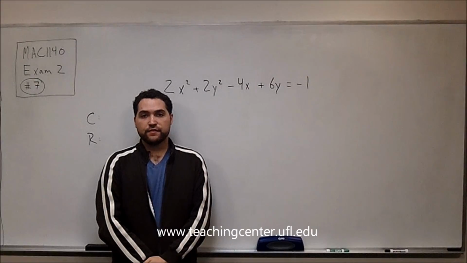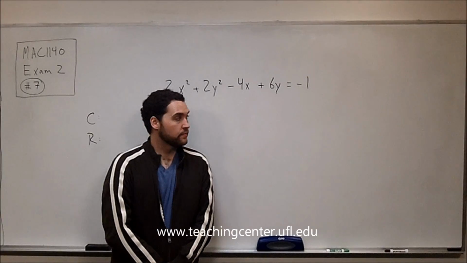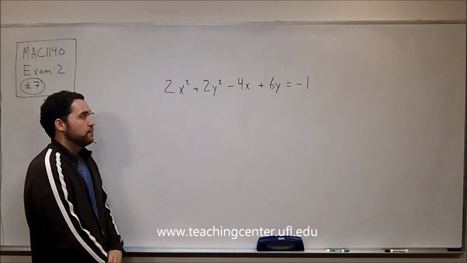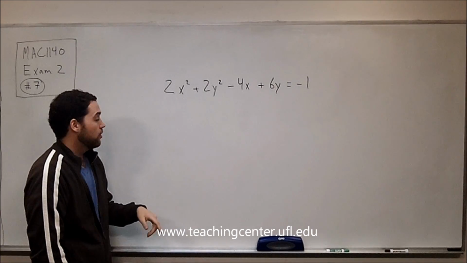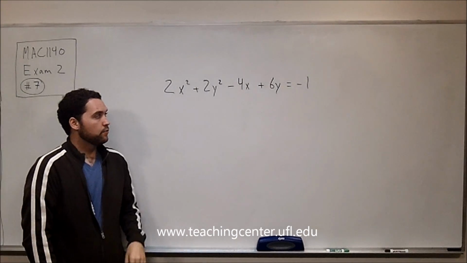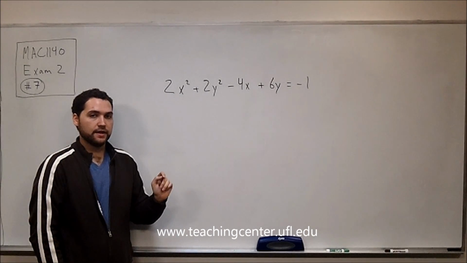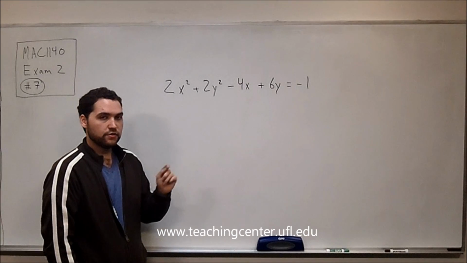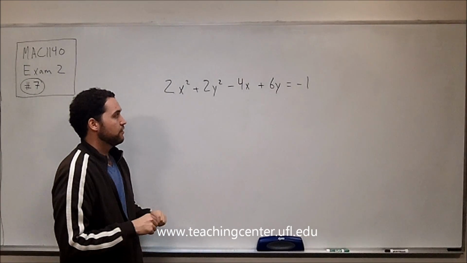This is problem number 7 for MAC 1140, exam 2. In this problem, they give you the equation of a circle, and they want to know what the center and the radius are. In this format, we can't readily find the center and the radius, so we want to use completing the square to rearrange it in the correct format.